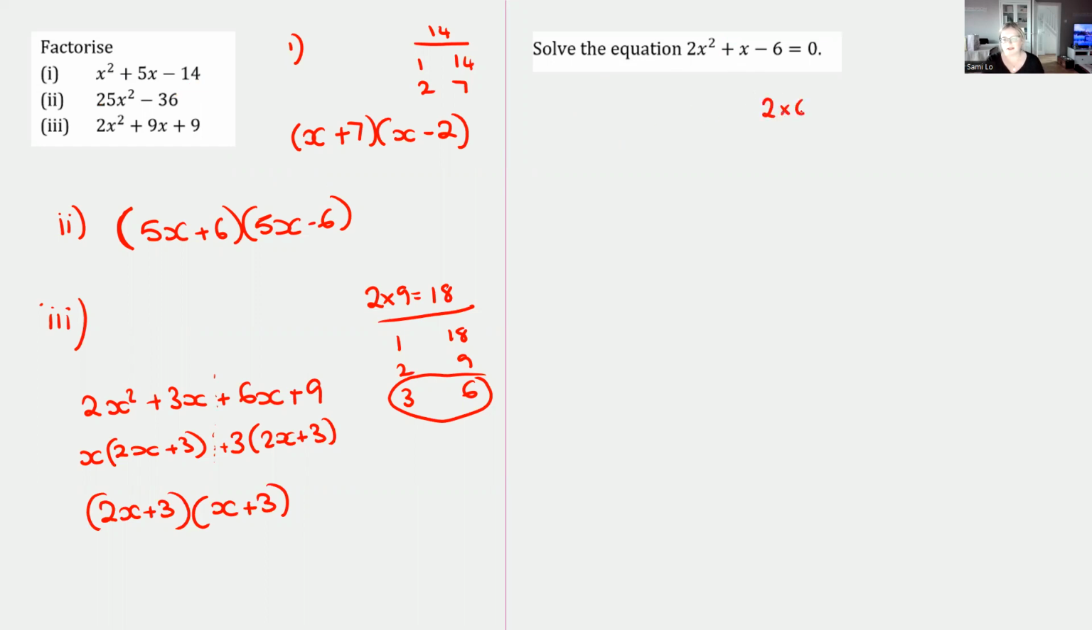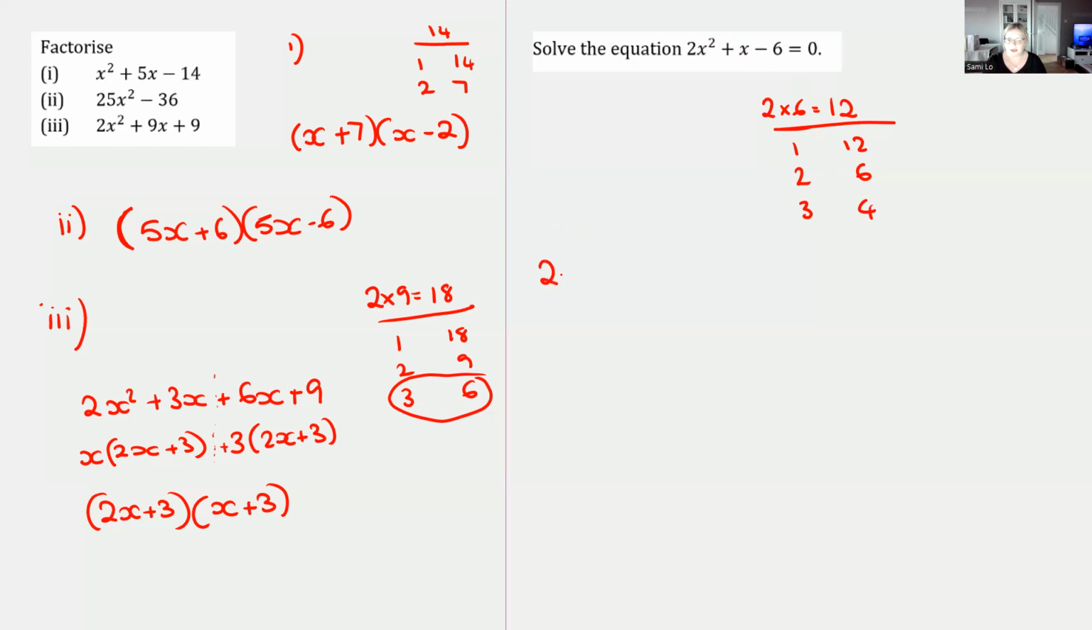So 2 times 6 gives us 12. And we want the factors of 12, so 1 and 12. Try and keep them in pairs as well. It makes it so much easier. 2 and 6 and 3 and 4. And this time we want to just have x, so I'm going to use 3 and 4. So I'm going to add 4, take away 3.